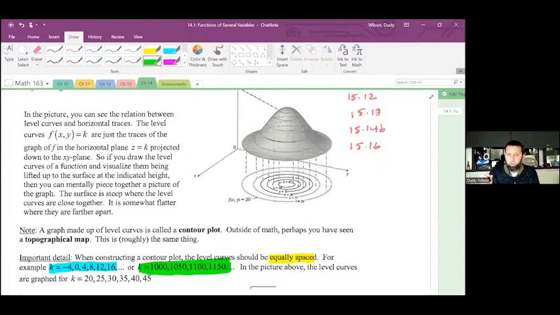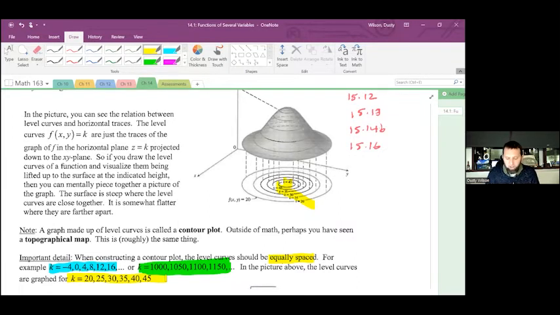Or in the picture that's given, notice there's 45, 40, 35, 30, 20. So you get k equals 20, 25, 30, 35, 40, 45. All of our k's are 5 apart. So the k's are supposed to be equally spaced.